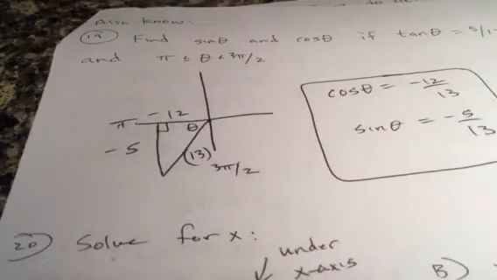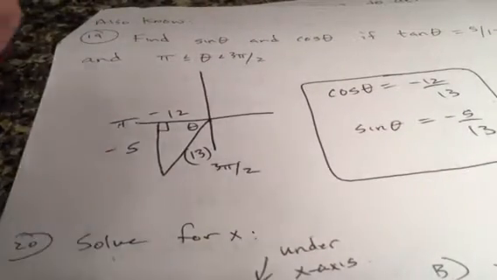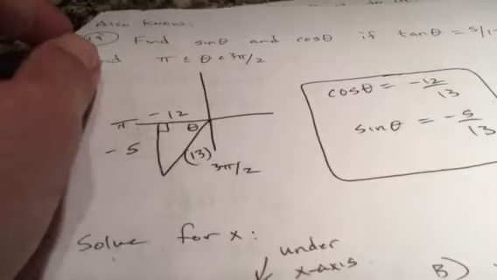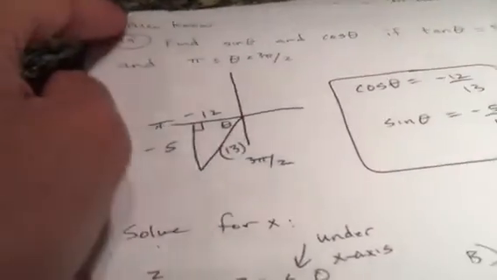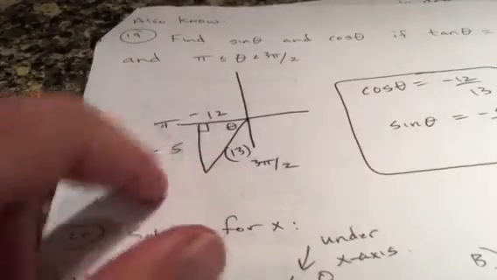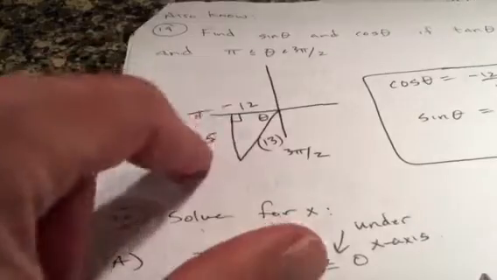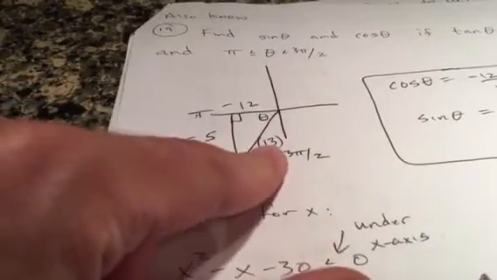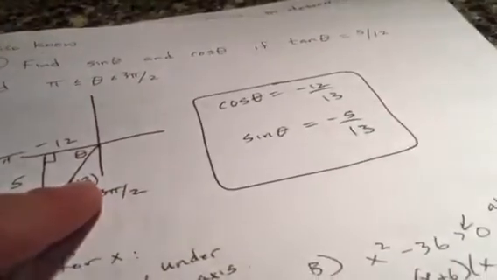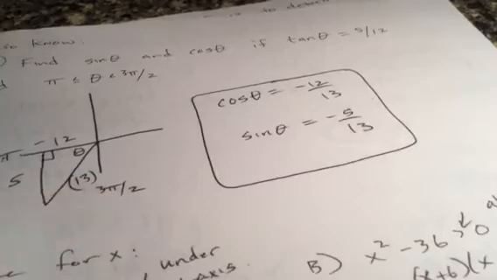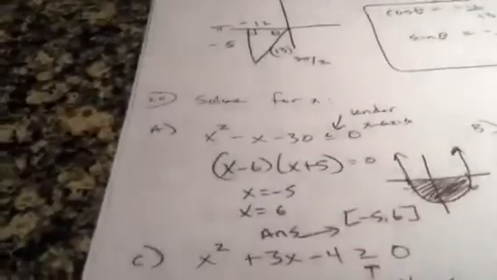Okay, so the "also know" questions. Again, if I added these, they are highly likely to also be in your quiz. All right, find sine theta and cosine theta. Tangent is 5 over 12, and it's in the third quadrant. That means both of these are negative. A negative divided by a negative will give you that positive. Negative 5, negative 12 is a 5, 12, 13 triangle. So cosine is adjacent over hypotenuse, and sine is opposite over hypotenuse.